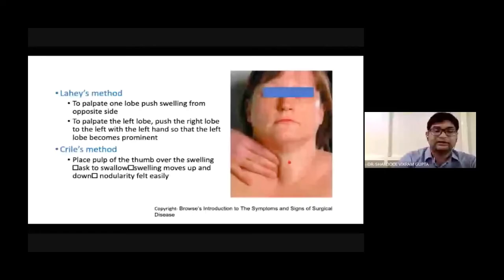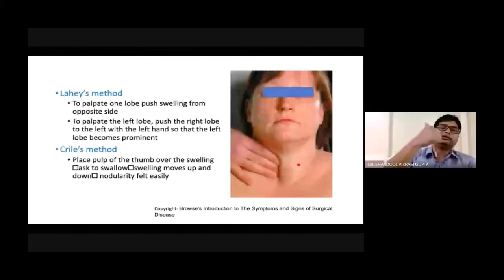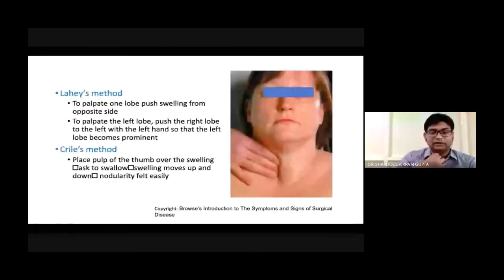And Lahey's method is that to palpate one lobe, for example if you want to feel the left lobe, push from the right side. The left lobe will be prominent. You place the pulp of the thumb over the swelling and ask the patient to deglute. As the swelling moves with deglutition, with the pulp of the thumb you will be able to differentiate whether nodularity is present on the thyroid or not.